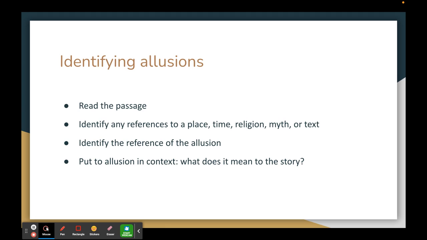Afterwards, I want you to spend some time on Google. Look up the meaning of the illusion. And this is a really important step. If you don't understand the original meaning, then the illusion is meaningless.